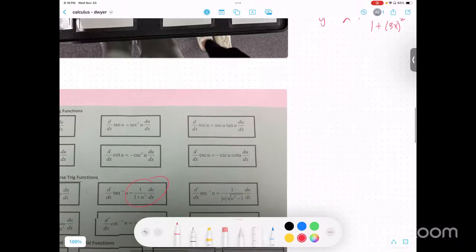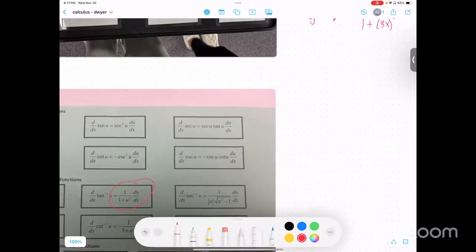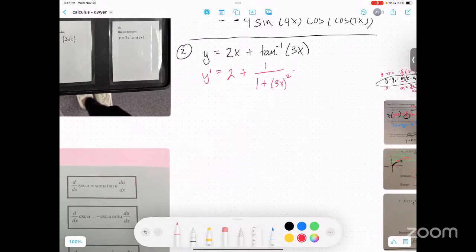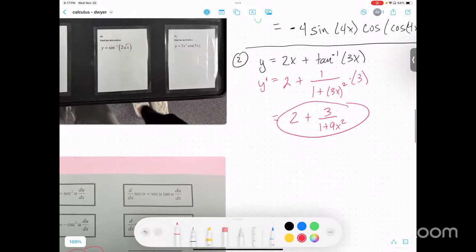You see what I did there? Okay. Times the derivative of 3x, which is 3. So cleaning that up, it would be 2 plus the 3 can just go on the top, 3 over 1 plus, and then you can write 9x squared if you want. Okay, cool, and that's your answer.